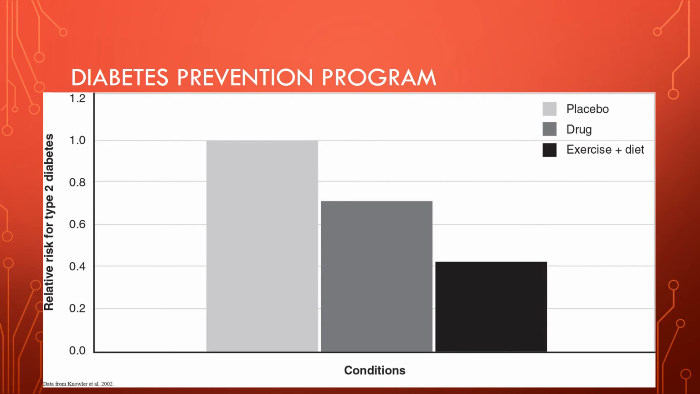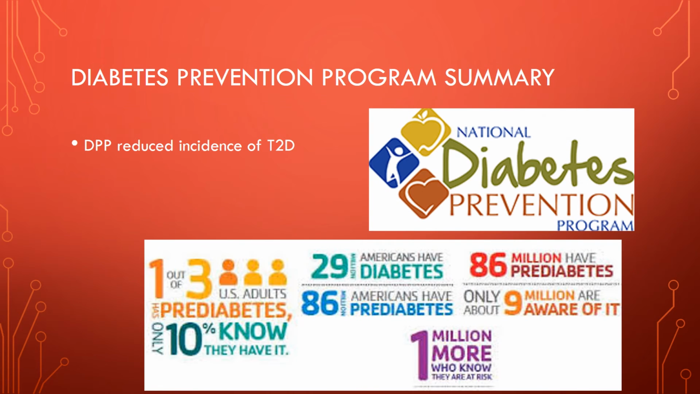Here's probably the strongest data showing that diabetes can be prevented by exercise and diet. So the placebo group is your reference group. The metformin group had about a 30% reduced risk, because the relative risk, if you look at the diagram, looks to be about 0.7. And then for the exercise and diet group the relative risk is about 0.4, so a 60% reduced risk, which is a very powerful prevention.